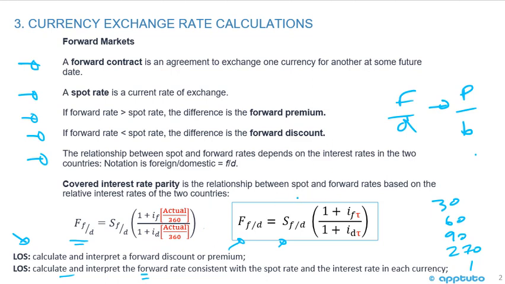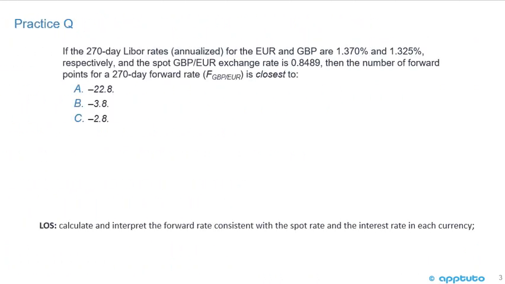Okay, so we can see we're going to get a forward premium if the interest rate in the numerator is higher than the interest rate in the denominator. So if the foreign interest rate is higher than the domestic interest rate, the forward rate is going to be at a premium, okay? So we'll do a practice question. Again, the LOS is calculate, interpret the forward rate consistent with the spot rate and the interest rate in each country. This question is asking us to calculate the number of forward points. So we have to calculate the forward rate, and then we have to put it in terms of points. So it's a good review. So let's look at it.